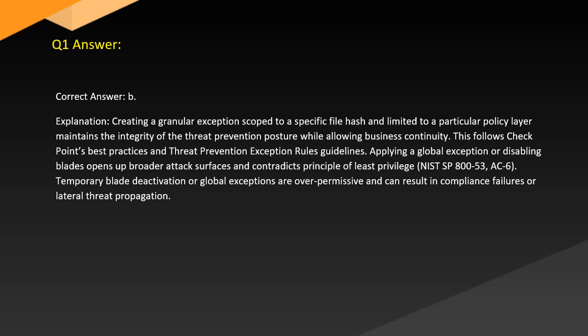Creating a granular exception scoped to a specific file hash and limited to a particular policy layer maintains the integrity of the threat prevention posture while allowing business continuity. This follows Checkpoint's best practices and threat prevention exception rules guidelines. Applying global exceptions or disabling blades opens up broader attack surfaces and contradicts the principle of least privilege, NIST SP 800-53 AC-6. Temporary blade deactivation or global exceptions are overpermissive and can result in compliance failures or lateral threat propagation.